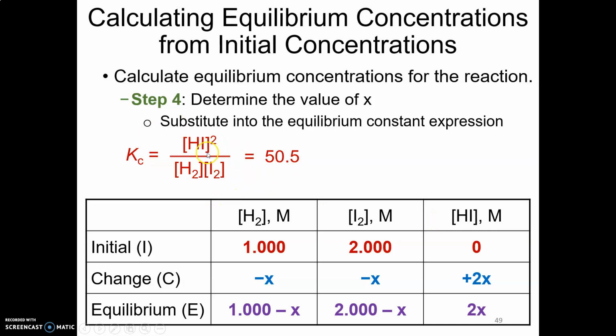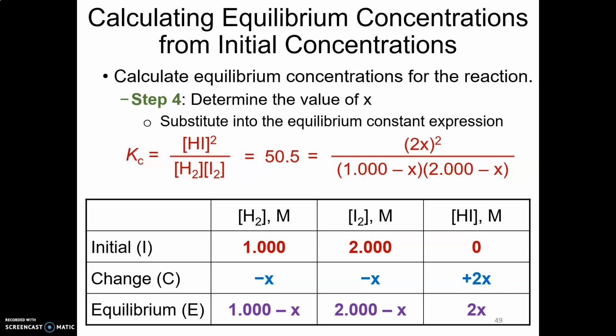All right, now we're going to plug in. So for HI, it's going to be 2x. So that's 2x squared on the top. And then I'm going to plug in. For H2, it's 1 minus x. And for I2, it's 2 minus x. And maybe now you're starting to see the problem, right?